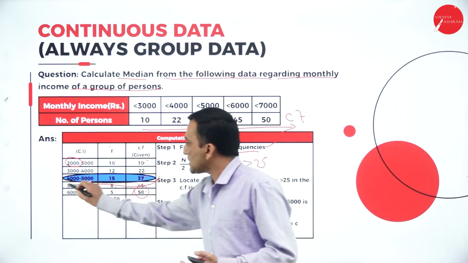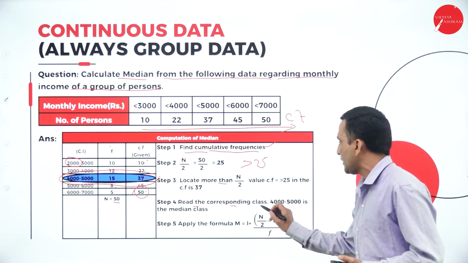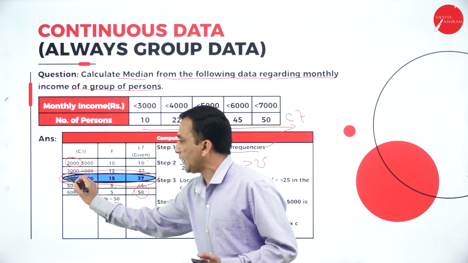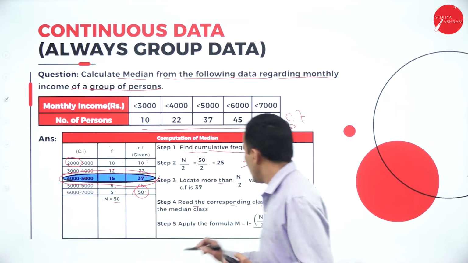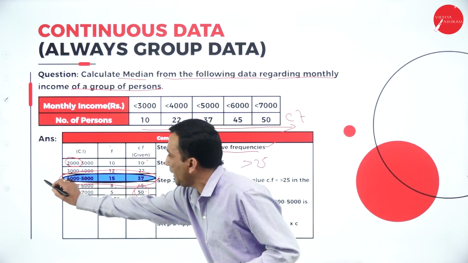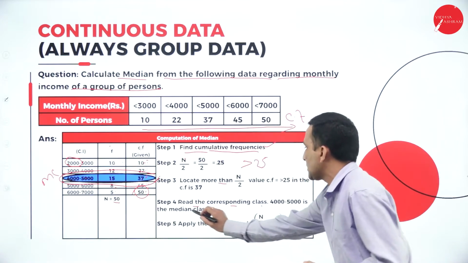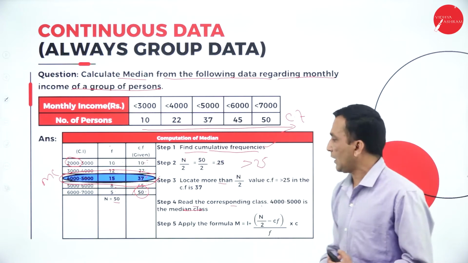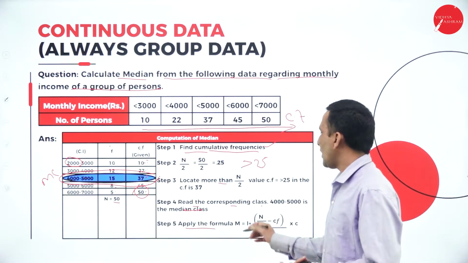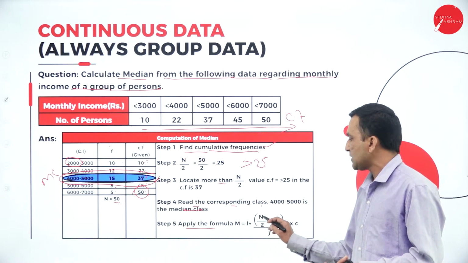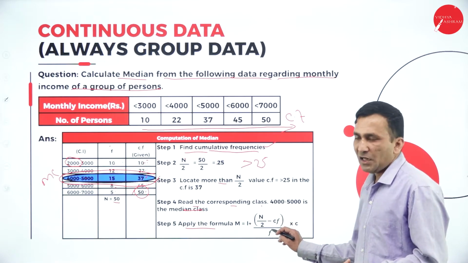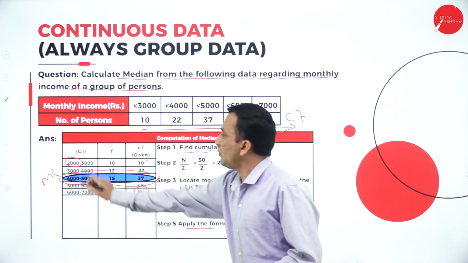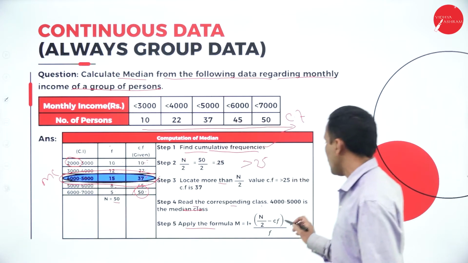Okay, now this class I consider. Now read the corresponding class interval: lower limit 4000, upper limit 5000. So this particular class is called the median class. Once you identify the median class, we solve with the final formula. M is equal to L plus n by 2 minus CF, meaning cumulative frequency, divided by the frequency of this class, into c. The class width, or difference, is 1000.